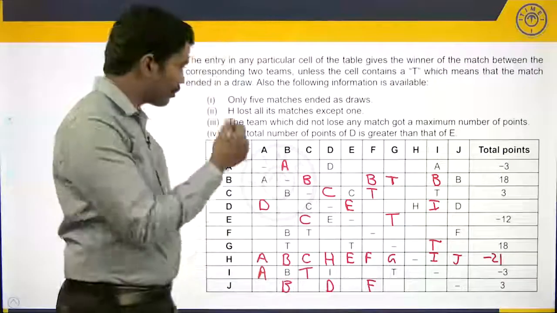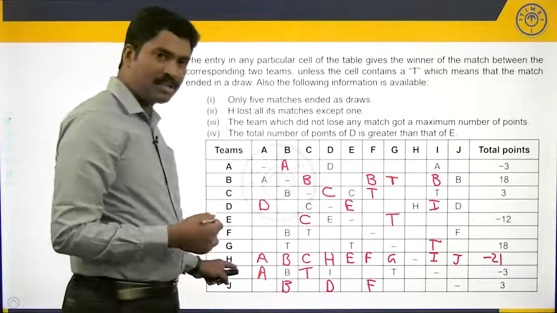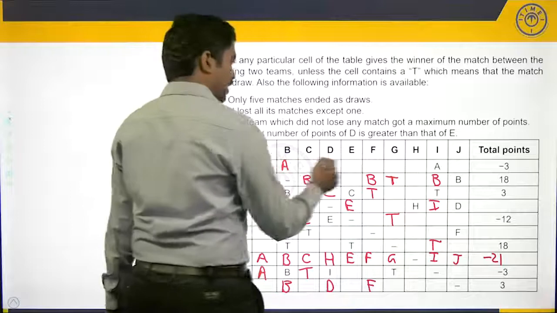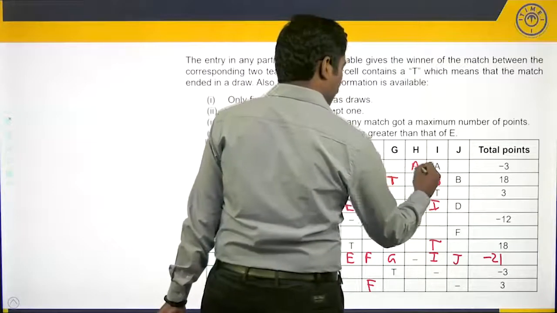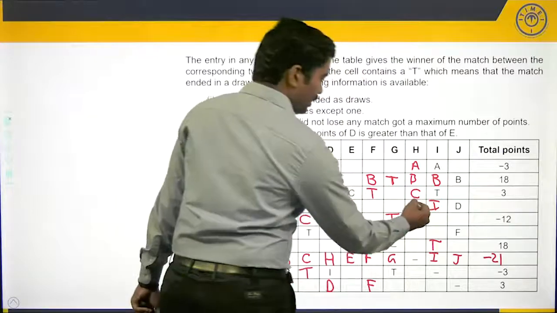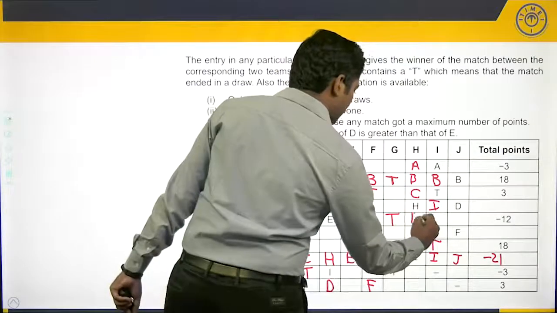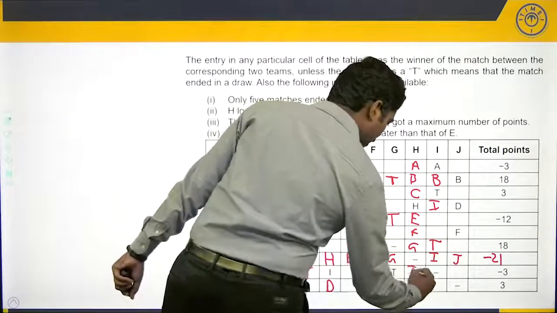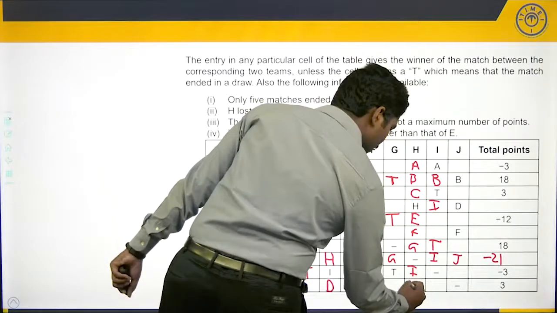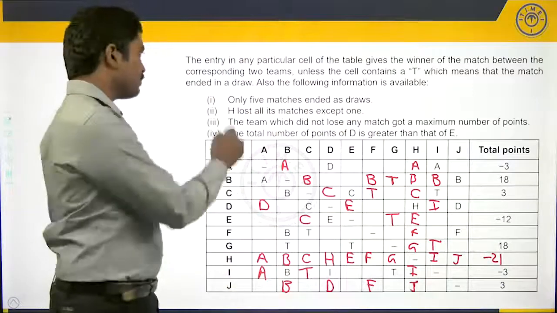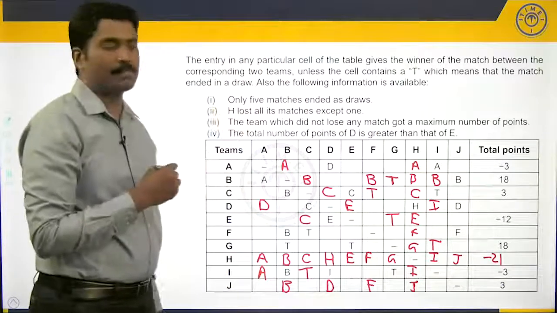Now we have filled the row for H. We should also fill the column for H, right? In this match, A wins. This match, B wins. This match, C wins. And similarly, here D wins. Here E wins. Here F wins. Here G wins. And here I wins. And here J wins. So that's a lot of progress with one piece of information. H lost all its matches except one.